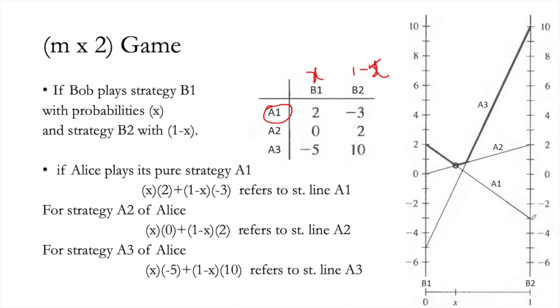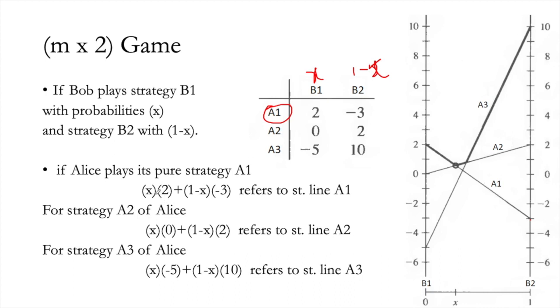Sorry, there is some mistake. No, okay. So this is the line we can draw. Similarly, for strategy A2, this is what we can get, and for strategy A3, this is what we can get.